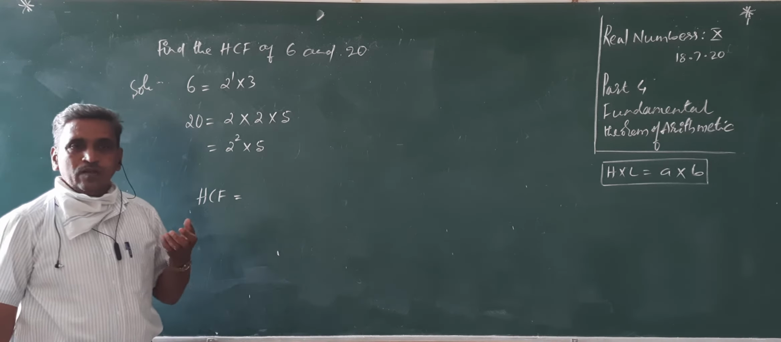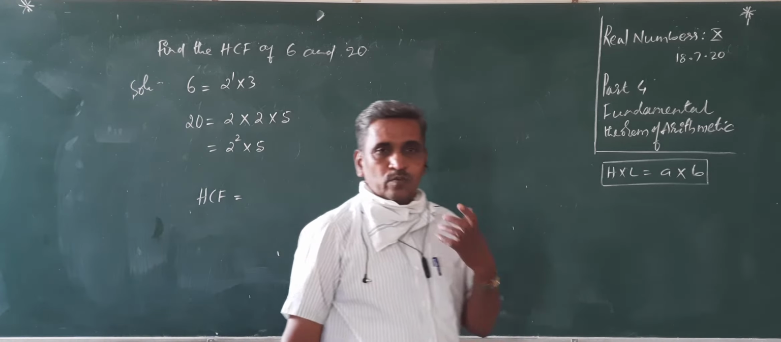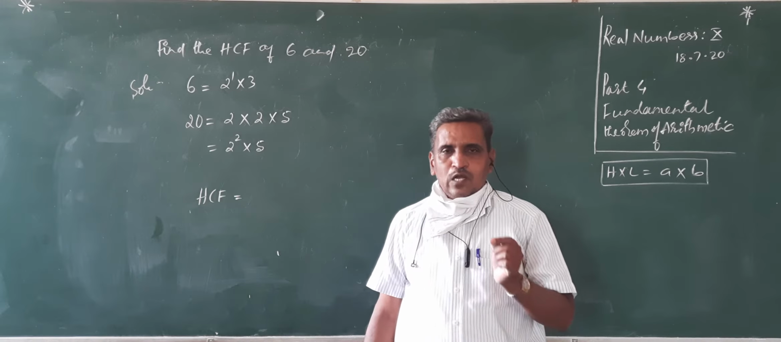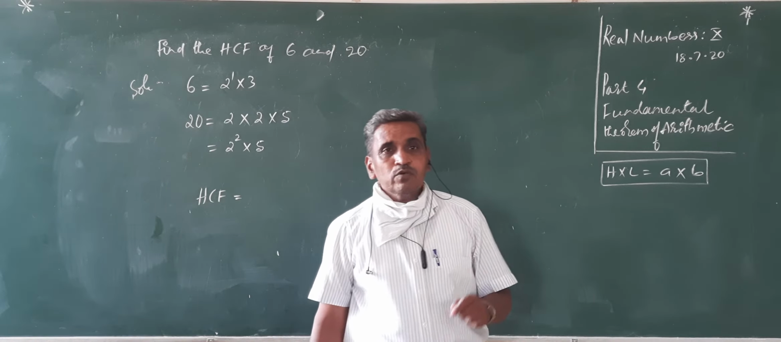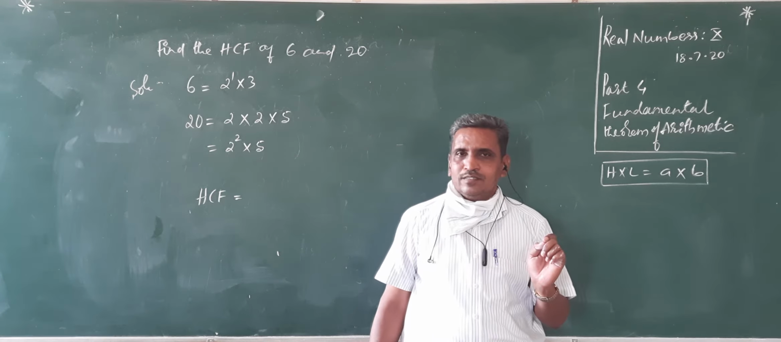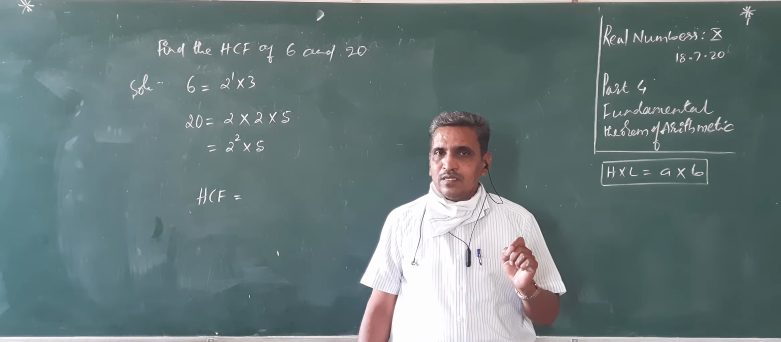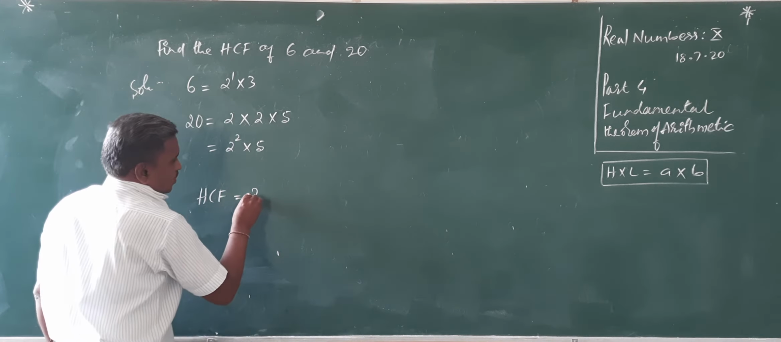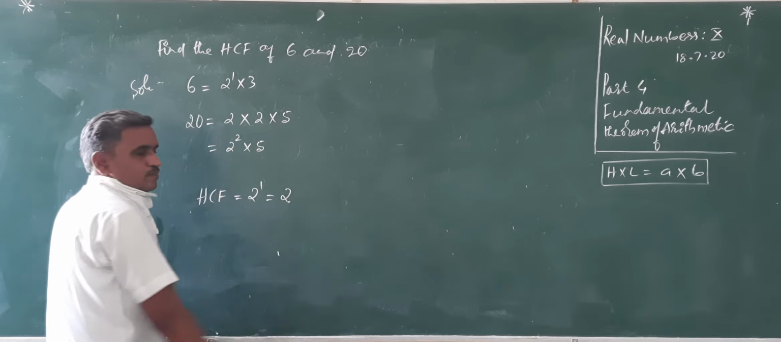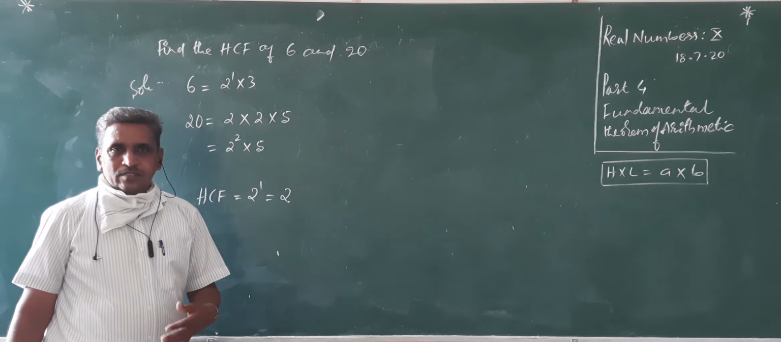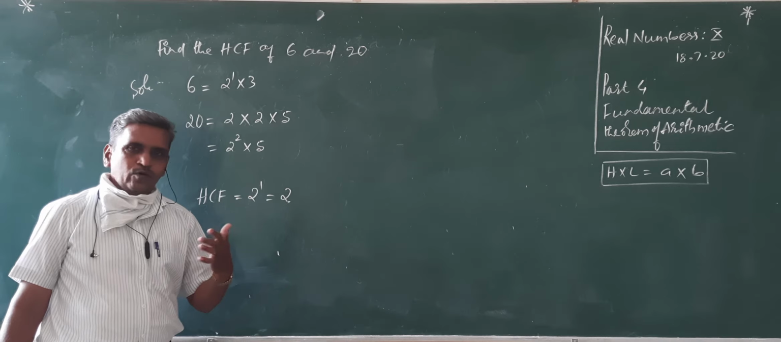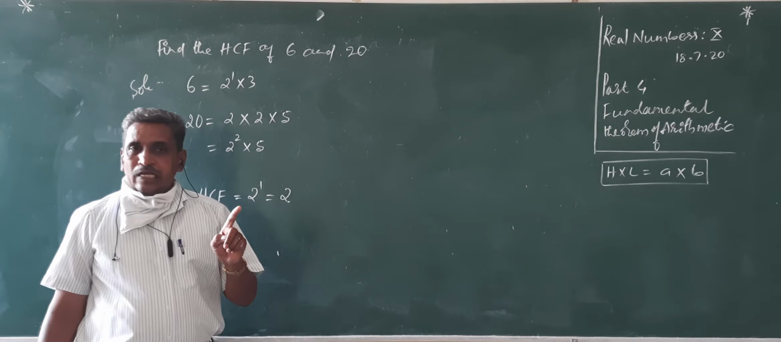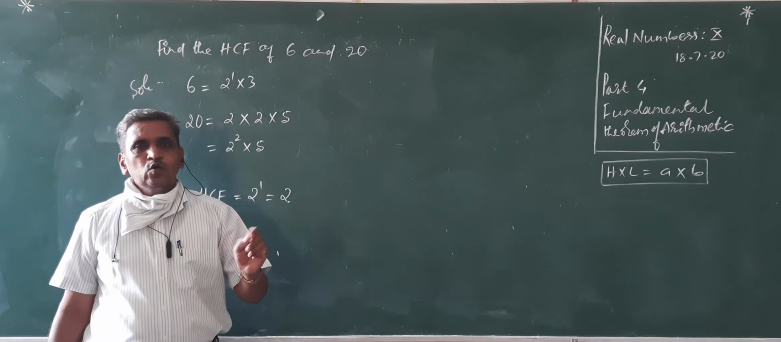So be very careful about the definition; there are so many examples. To find the HCF, the first condition is common factors, taken with the lowest power. Very important: common with the lowest power is the HCF. So 2 to the power 1 is your HCF. We are generally mistaken that it is the highest power. No. First condition is common, and with the lower power.